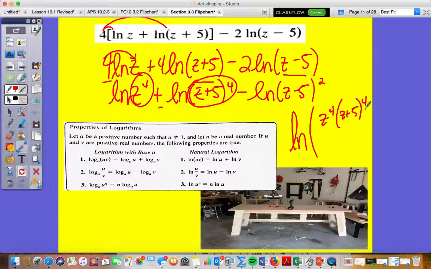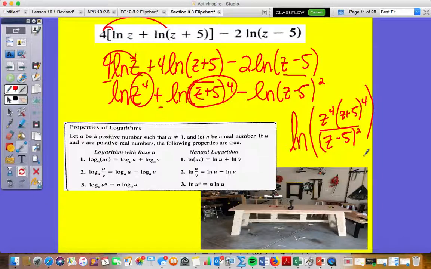And then what about this z minus 5 squared? Yeah, there you are. That's going to go on the bottom. Good, Zaria. Z minus 5 to the 2nd. And that would be ln. Everything under ln. That's called condensing.